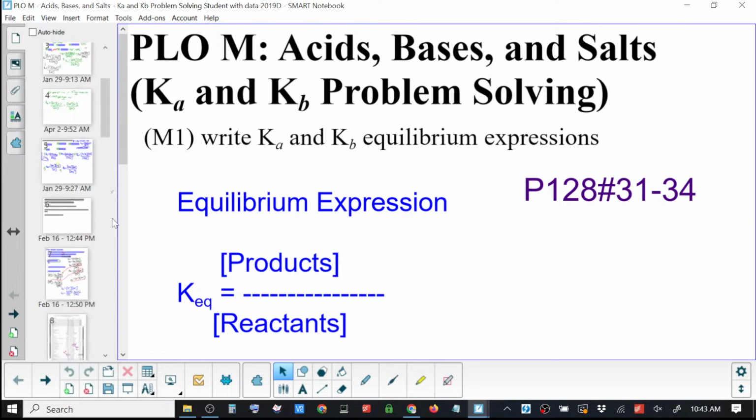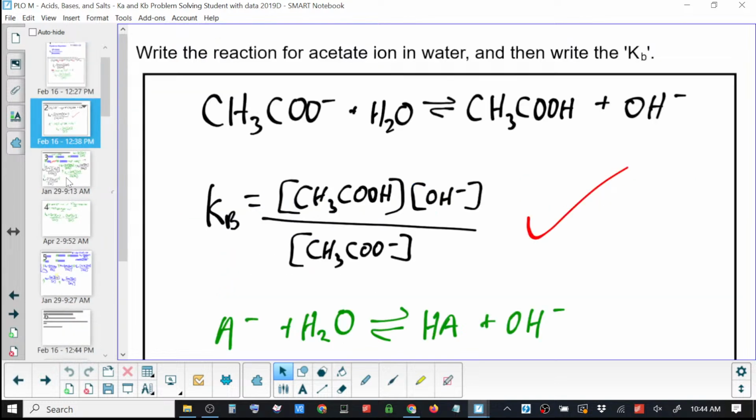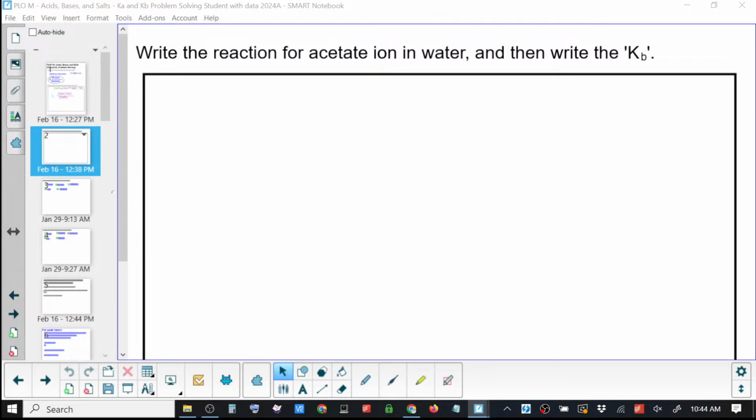Okay, Echelon. CH3COOH times OH minus. Wait. Beautiful. Beautiful. Well done. Over CH3COO minus. Okay, you could have just said it's products over reactants. That's what it really is. Eric, Ka is right. Okay.